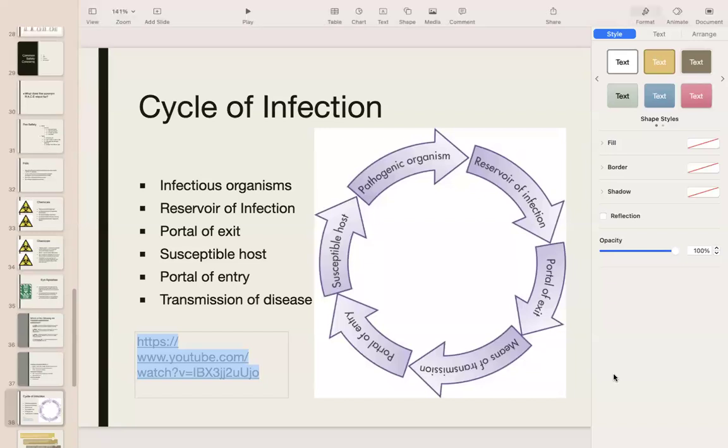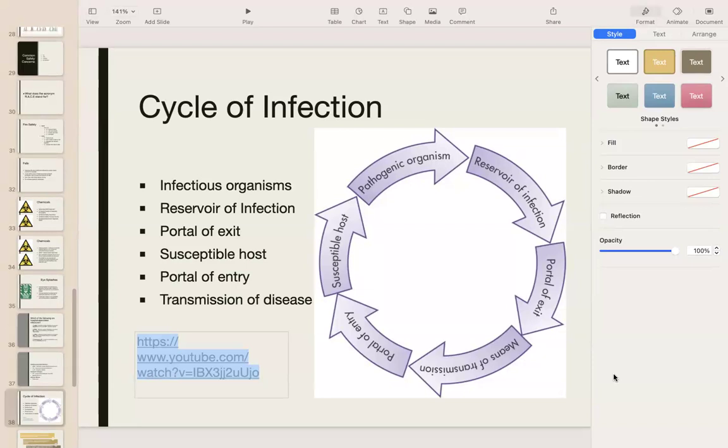So just to recap the different links in the chain. Your infectious organism or infectious agent is a disease-causing pathogen like a virus, bacteria, fungi, or parasite. Then your reservoir or source is the environment or habitat where the pathogen can live or multiply.